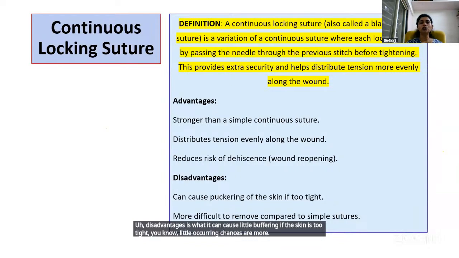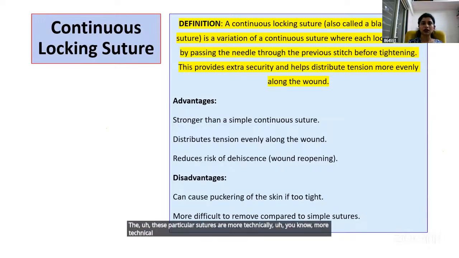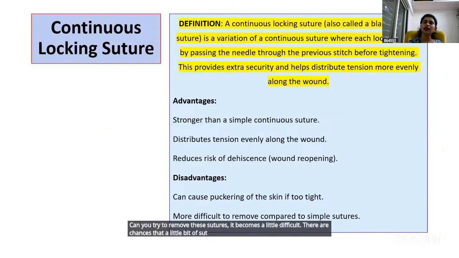It is very difficult to remove these sutures, because these particular sutures are more technical suturing. From one loop, the suture is passed, and because of those things, when you try to remove these sutures, it becomes a little difficult. There are chances that little bit suture material might be left behind.